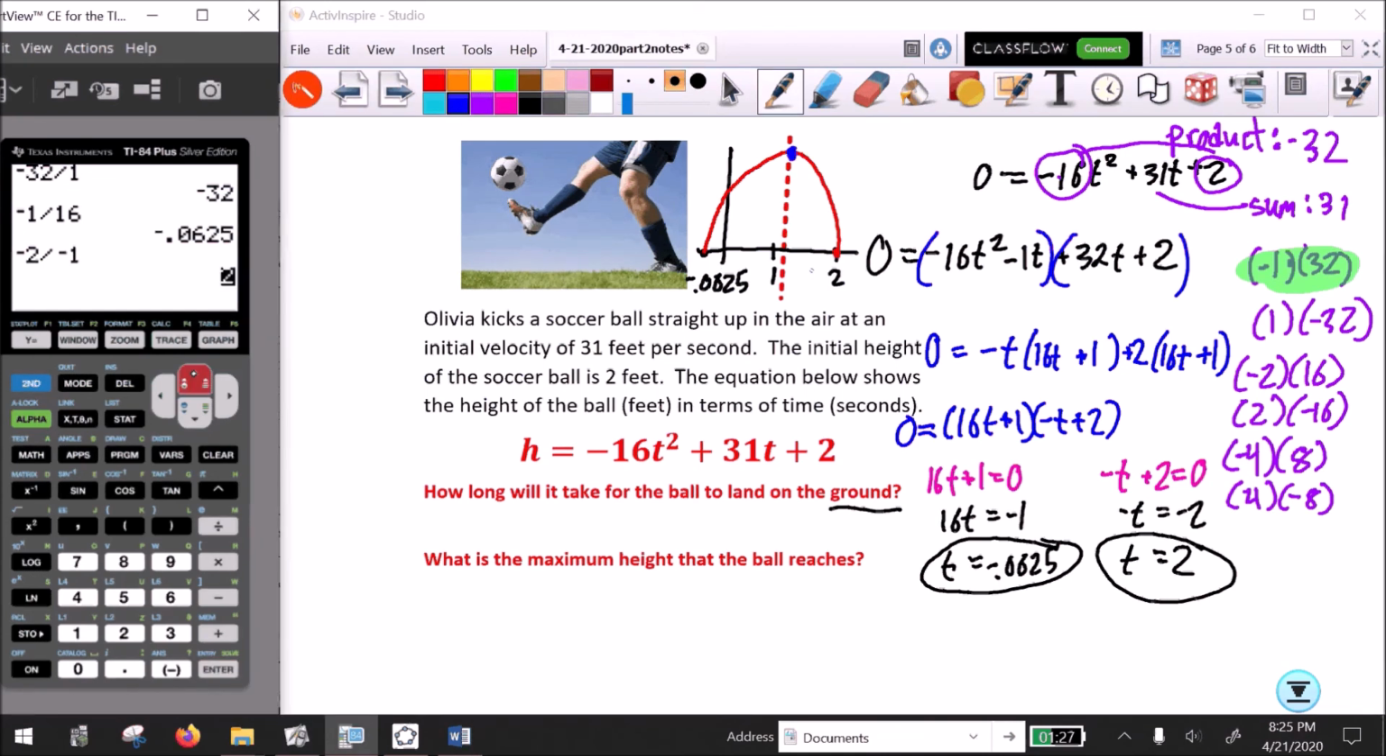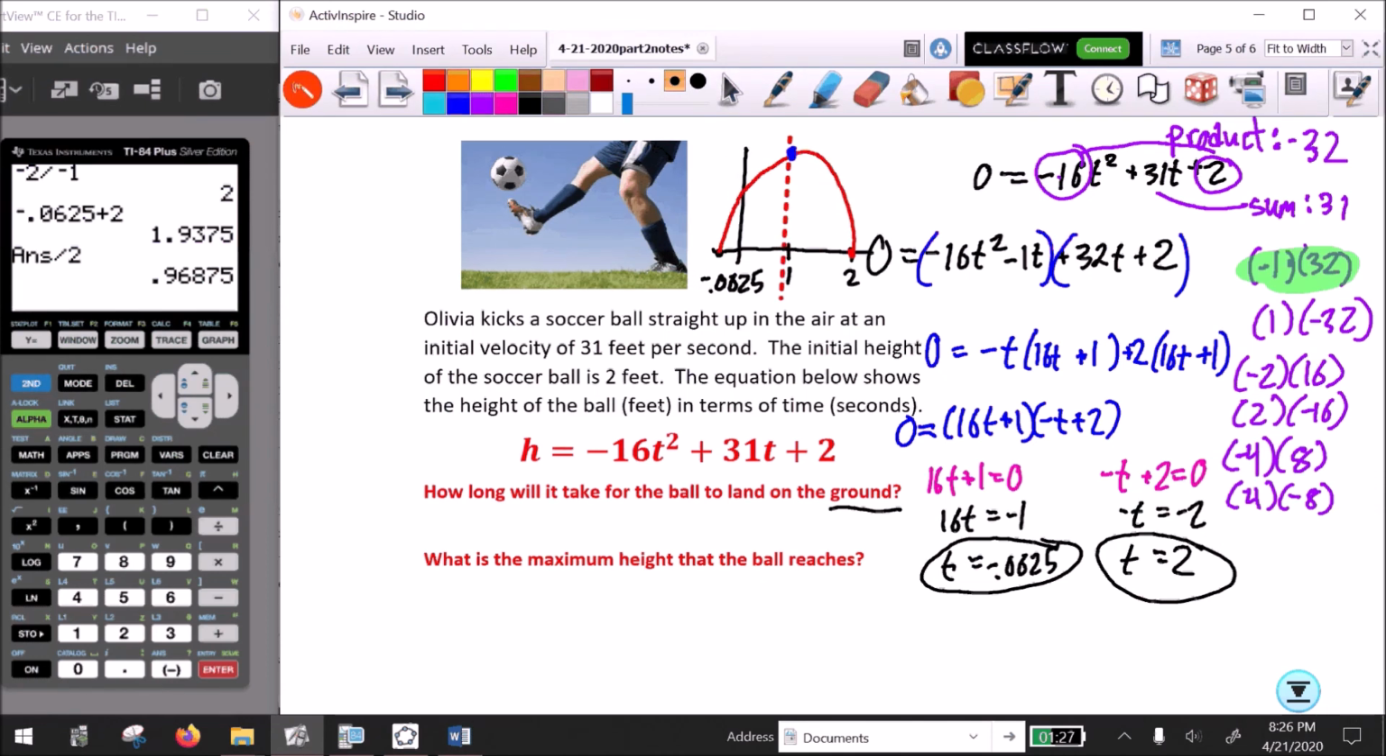The max height occurs at a time that's halfway in between these two numbers. So we can actually just take these two numbers, add them up, and then divide that answer by 2. And that means it occurs at 0.96875. So my graph is a little bit off. If I wanted to improve it, I would move this over a little bit, like right there. That's good enough for me.